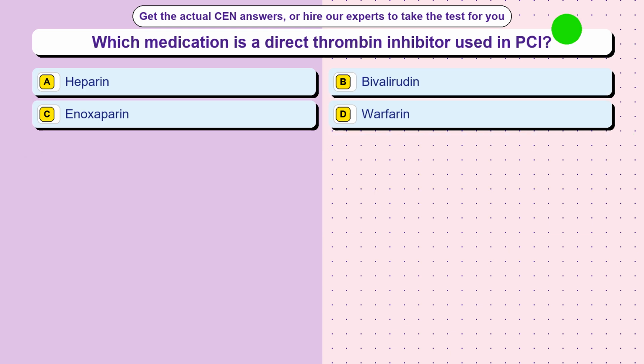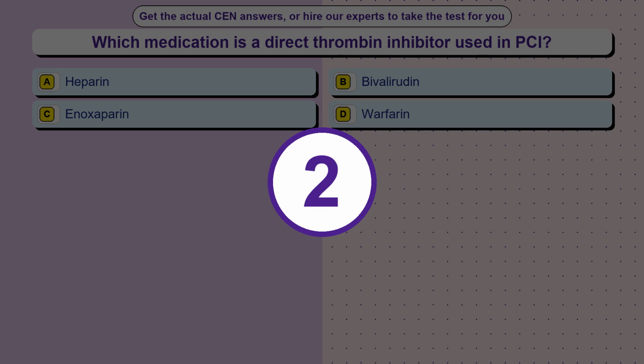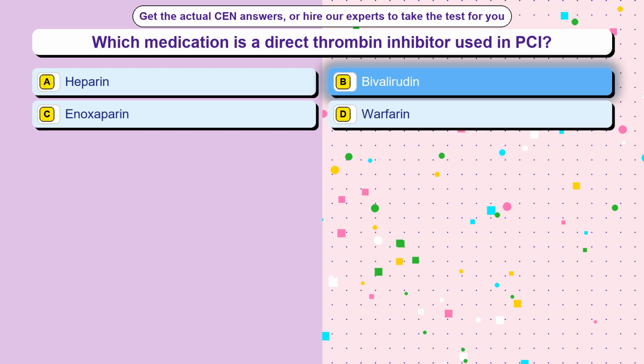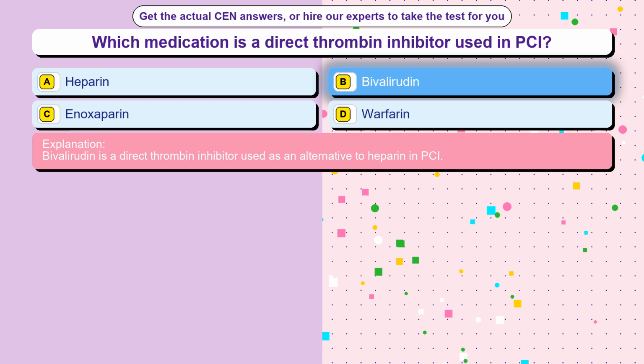Question 79. Which medication is a direct thrombin inhibitor used in PCI? Option A, heparin. Option B, bivalirudin. Option C, enoxaparin. Option D, warfarin. The correct answer is option B, bivalirudin. Bivalirudin is a direct thrombin inhibitor used as an alternative to heparin in PCI.